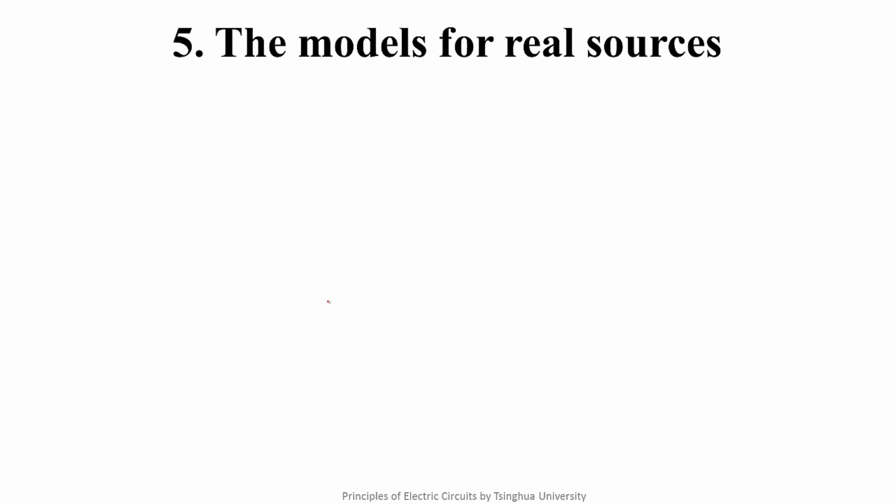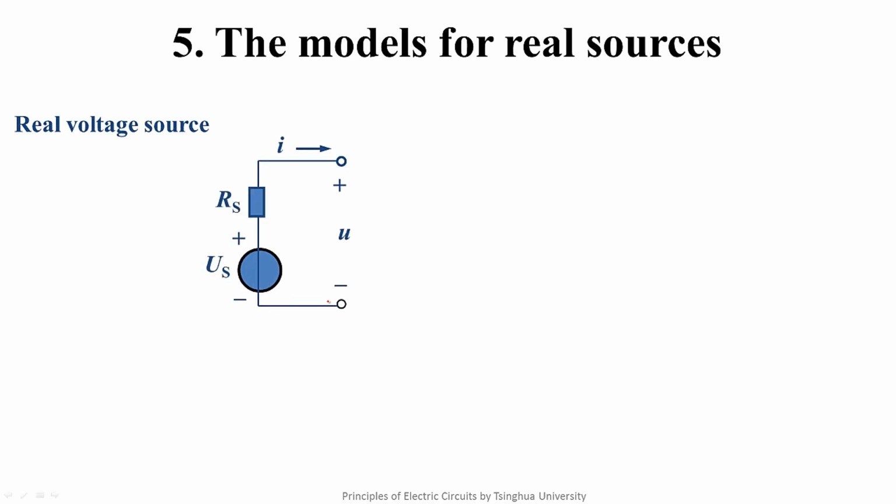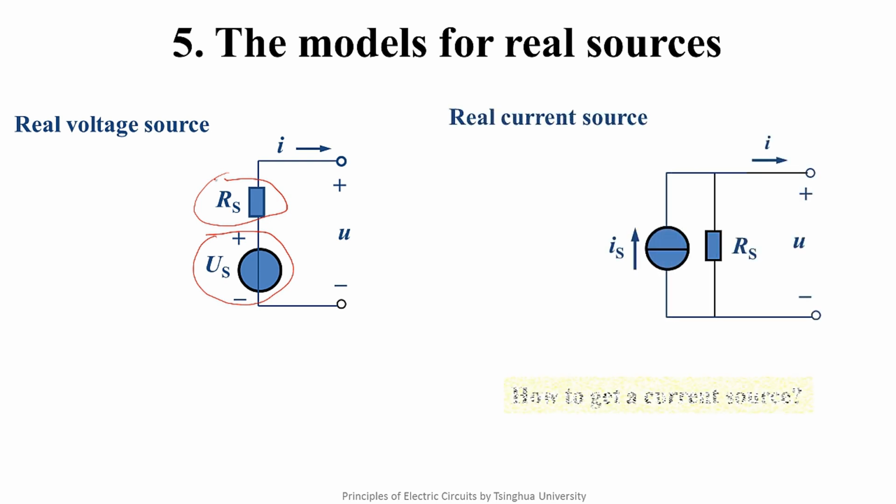Finally, we introduce the model for real sources. For a real voltage source, as we discussed in lecture 1, if it is a battery, we can connect an ideal voltage source and an internal resistor in series to represent the characteristics of the circuit. It is very intuitive. For a real current source, we can also connect an ideal current source and an internal resistor in parallel to express circuit characteristics. This is not very intuitive.